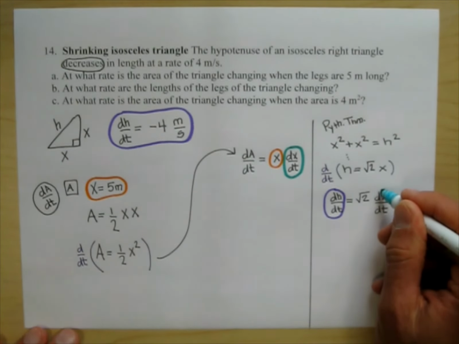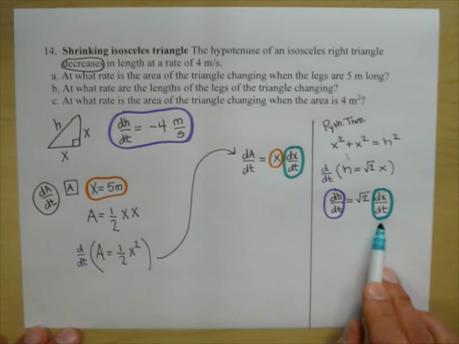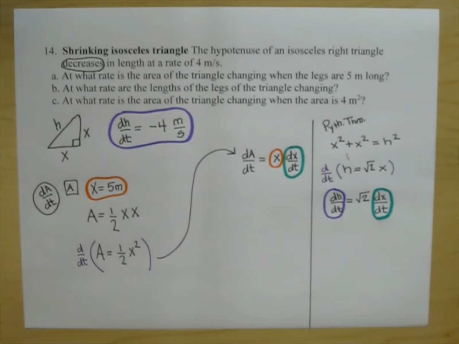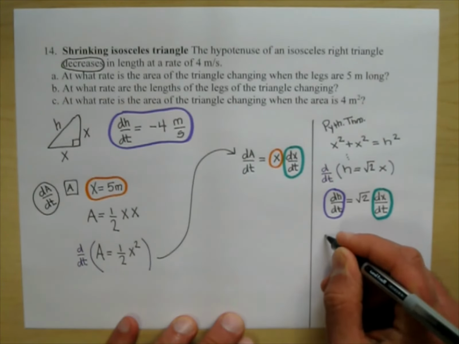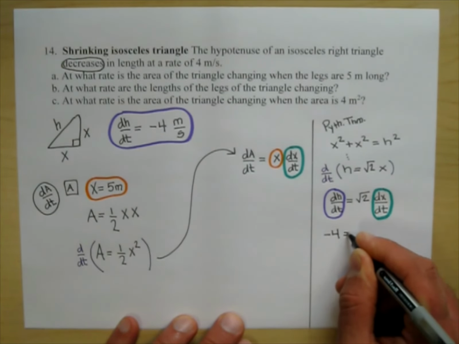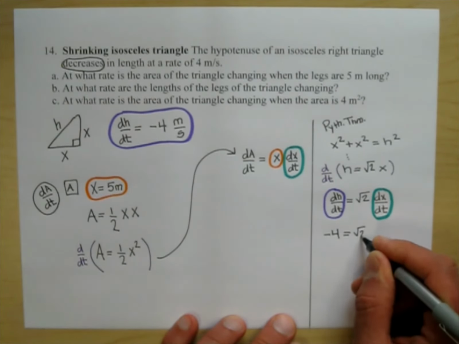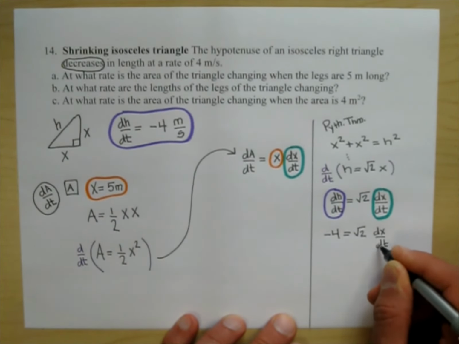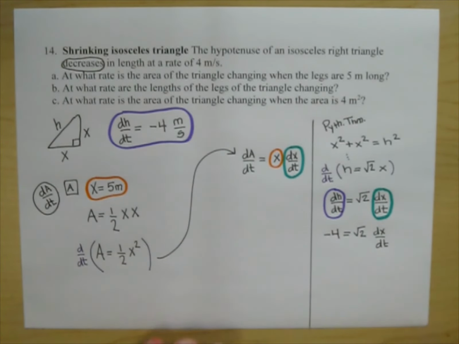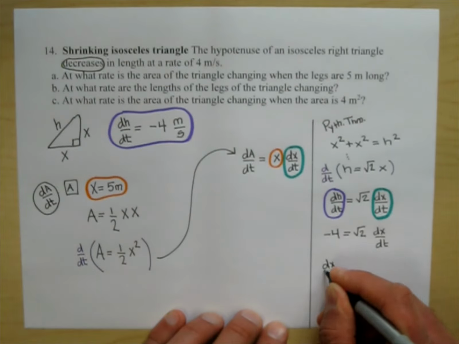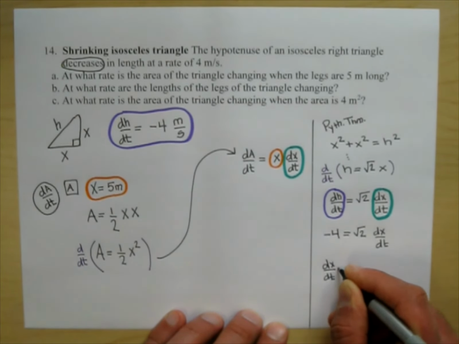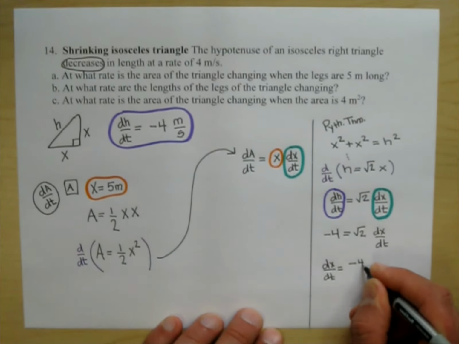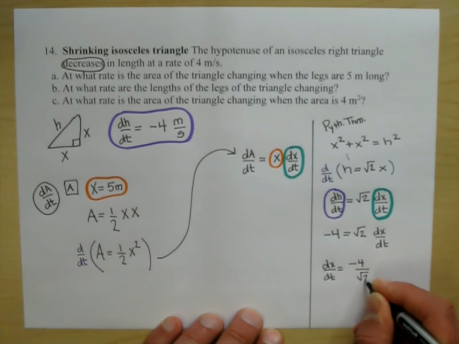I also have the dx dt, which I don't know, which I need for that spot right there. So let's go ahead and put the -4 from here in there. So we have -4 equals root 2 dx dt. I'm solving for dx dt, so I'm going to just say dx dt equals. Now what do I have to do? I'm going to divide by root 2. So this is going to be -4 over root 2.